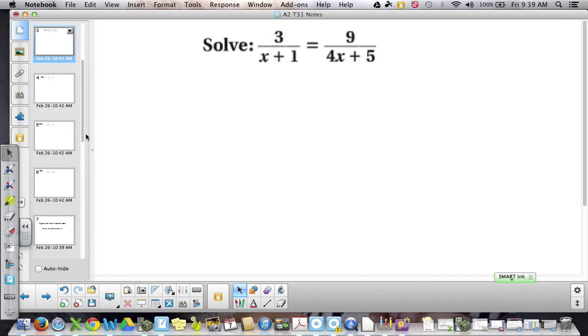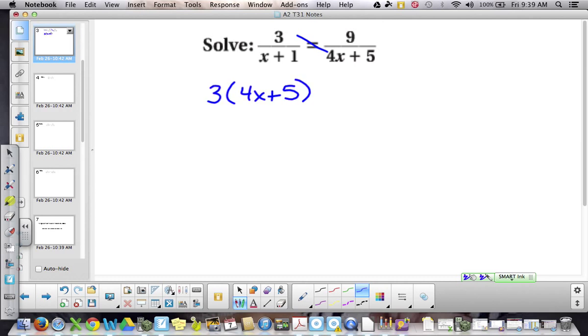The first one, we have 3 over x plus 1 equals 9 over 4x plus 5. So since it is in that a over b equals c over d form, we can use the cross product property. So we take 3 times 4x plus 5. Now it is important that we're taking 3 times that entire polynomial in the denominator and not just times the 4x. So we are going to need to distribute this. So we have 12x plus 15.